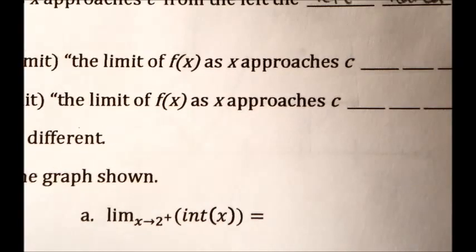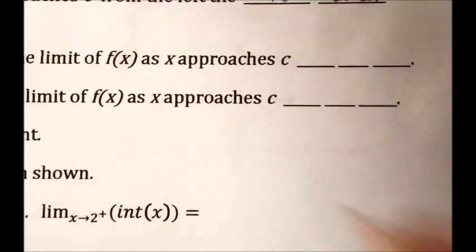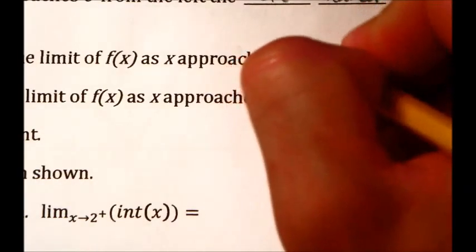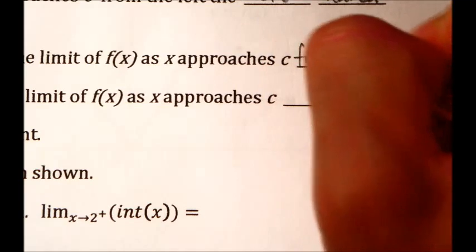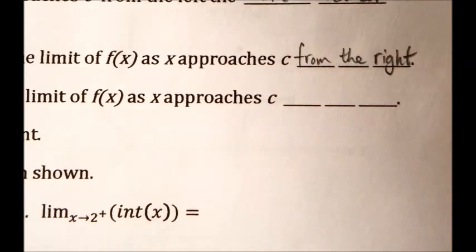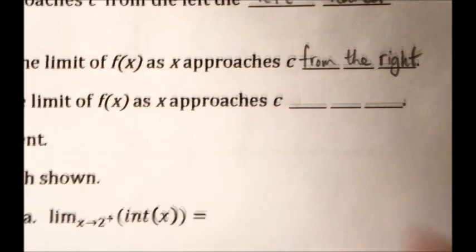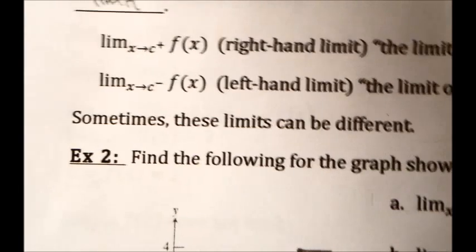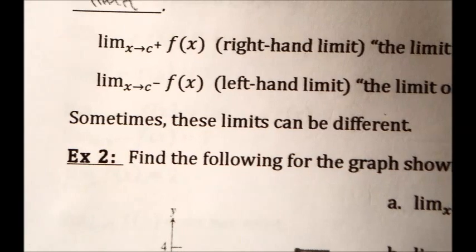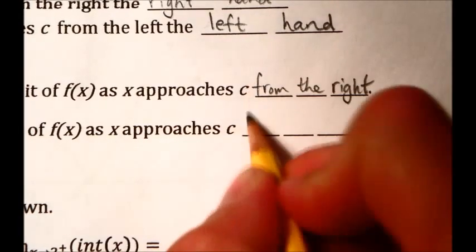Okay, so you would just say the limit of f of x as x approaches c from the right. So it's not to the left, it's from the right, which indicates that it's positive, positive superscript. Then this one's the left-hand limit, the minus, and this just means you're approaching from the left.